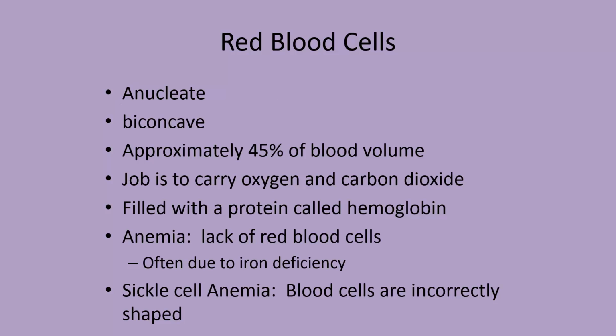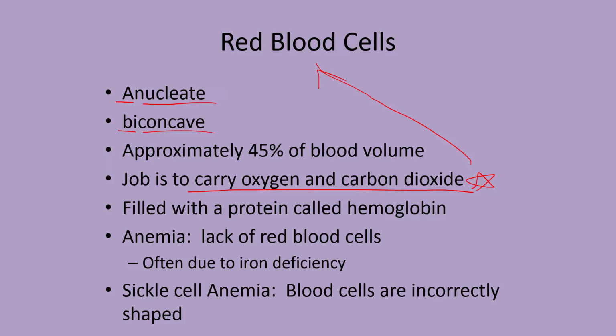Again, they are anucleate, which means without nucleus. They are biconcave, which means they have 2 concaves, or they bend in towards the middle portion of the cell. So they kind of bow in from either angle. That creates a little dimple, if you will, in the middle of that red blood cell. It is approximately, again, 45% of the total volume of blood. Their job, their one and only job, is to carry oxygen and carbon dioxide. I would know this. This is pretty important since it's the only main function of a red blood cell.